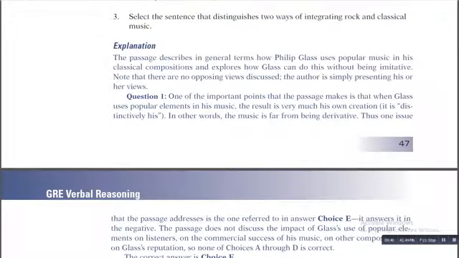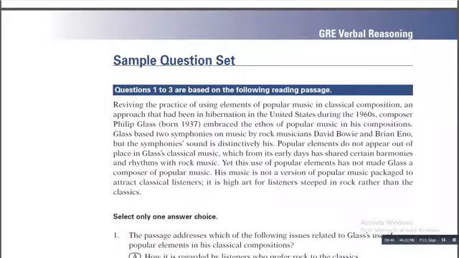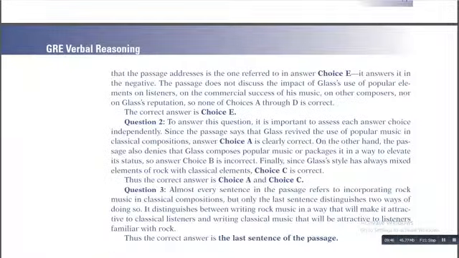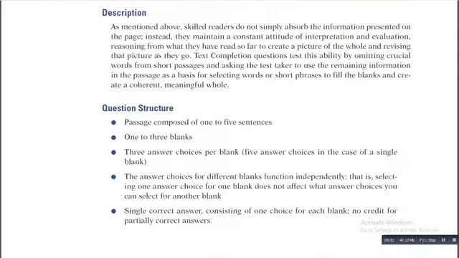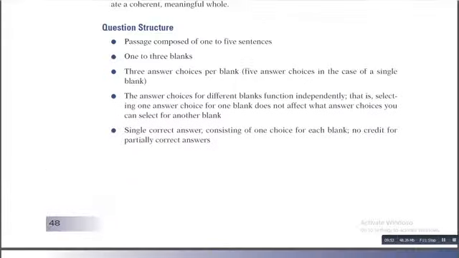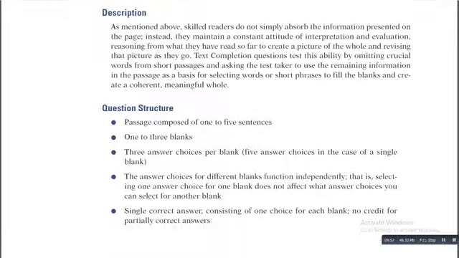So the second part is text completion questions. Now this is description and all that. You'll be able to go through all these things yourself. But let me just say, it is a passage composed of 5 sentences with 1 to 3 blanks. Just try to read through all this. These are guidelines and tips for answering. You can read through it. Very important. Now, let's go straight to the question.